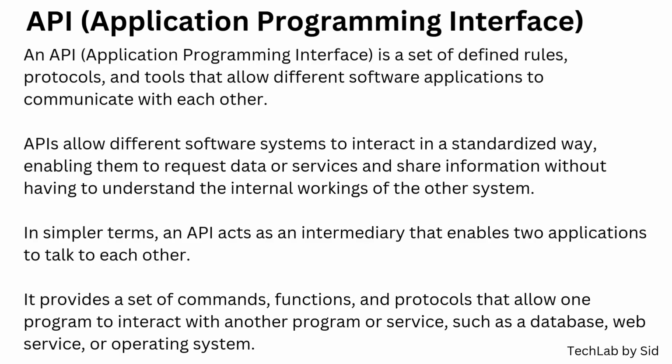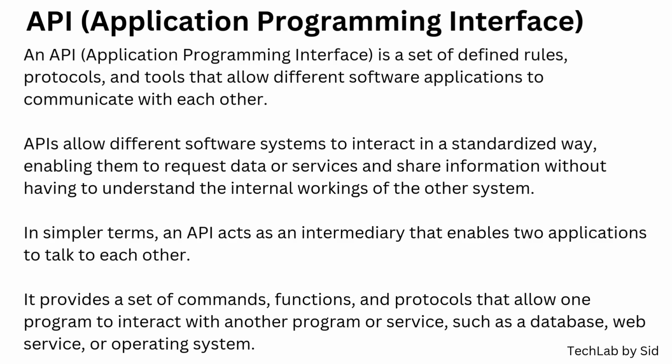What is an API or Application Programming Interface? An API or Application Programming Interface is a set of defined rules, protocols, and tools that allow different software applications to communicate with each other. APIs allow different software systems to interact in a standardized way, enabling them to request data or services and share information without having to understand the internal workings of the other system.